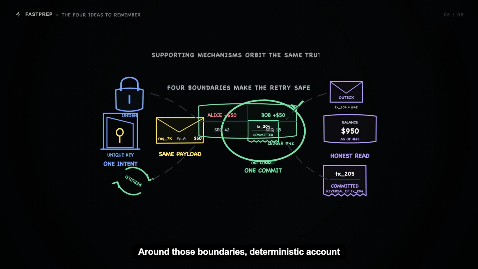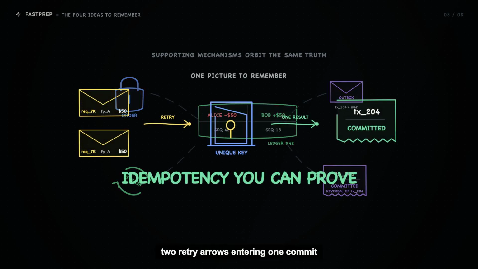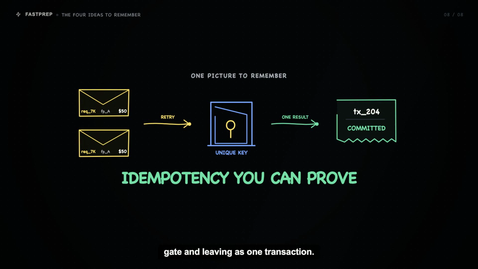Around those boundaries, deterministic account ordering handles hot writers. The outbox makes projection delivery recoverable. Reconciliation rebuilds derived state, and reversals preserve an append-only audit trail. If you remember one picture, remember 2 retry arrows entering one commit gate and leaving as one transaction. That is idempotency you can prove, not just hope for.